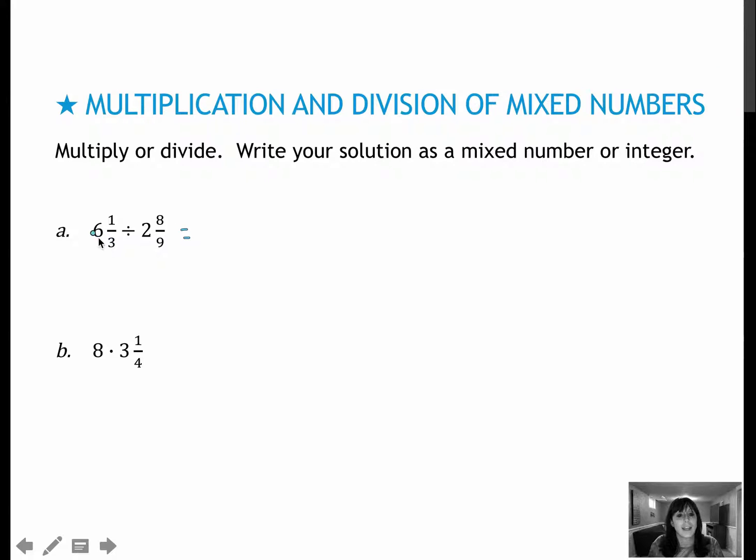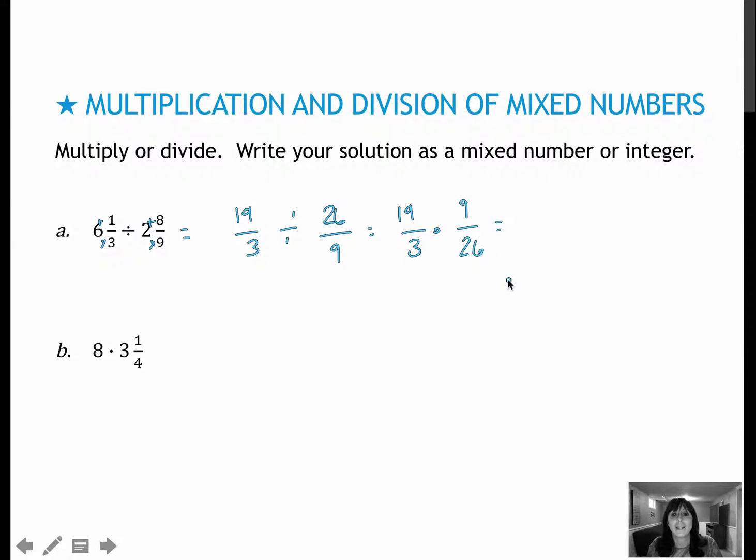For my first, again, I'm always going to turn these into improper fractions. So 6 times 3 is 18, plus 1 is 19/3. I'm going to keep it division for now. 2 times 9 is 18, plus 8 is 26. And now I'm going to rewrite as multiplication.